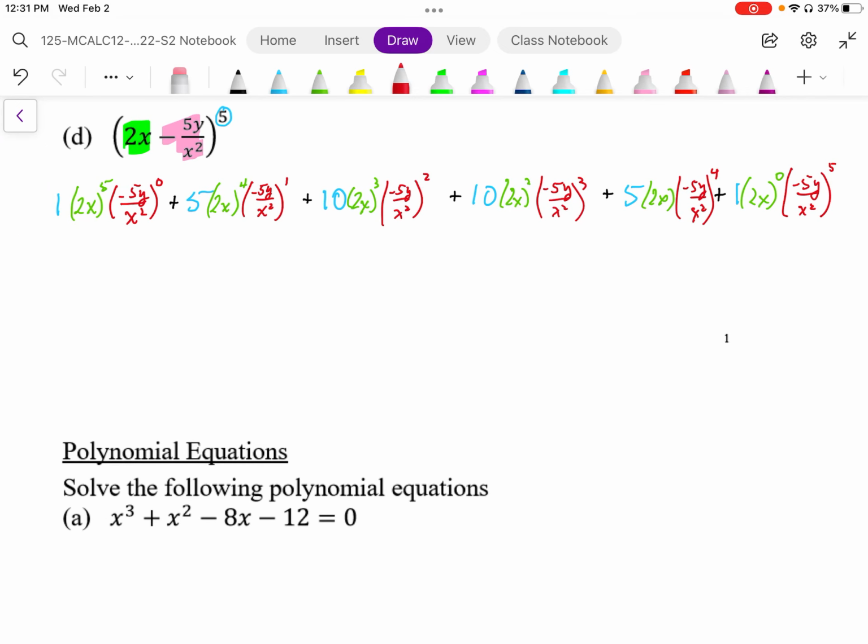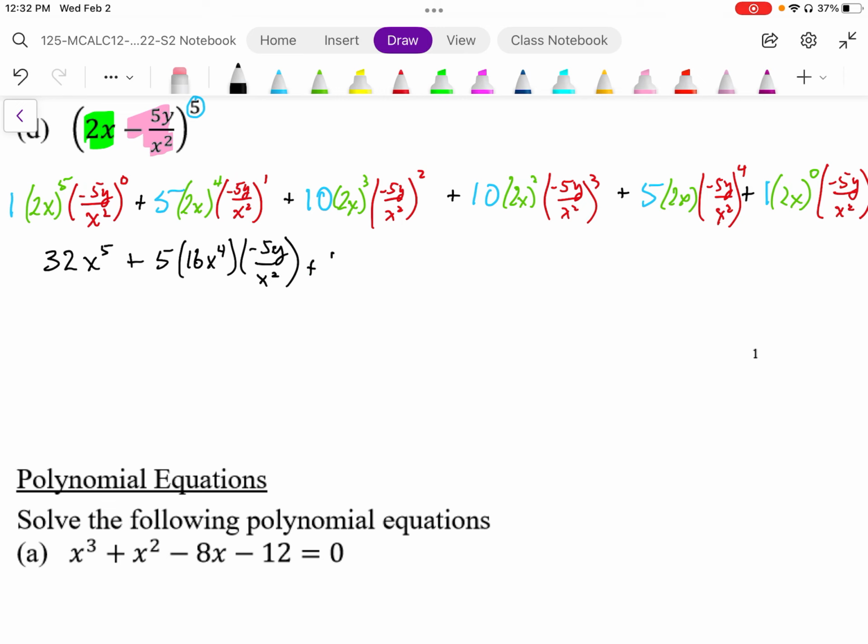So at this point, all we need to do is simplify this fraction. So I'm going to end up with power 0. So I end up with 2 to the power 5 is 32, x to the power 5. The rest of it is power 0. This is going to be 5 times 2 to the power 4 is 16x4. And then negative 5y over x squared. Okay, so things are going to cancel out there.